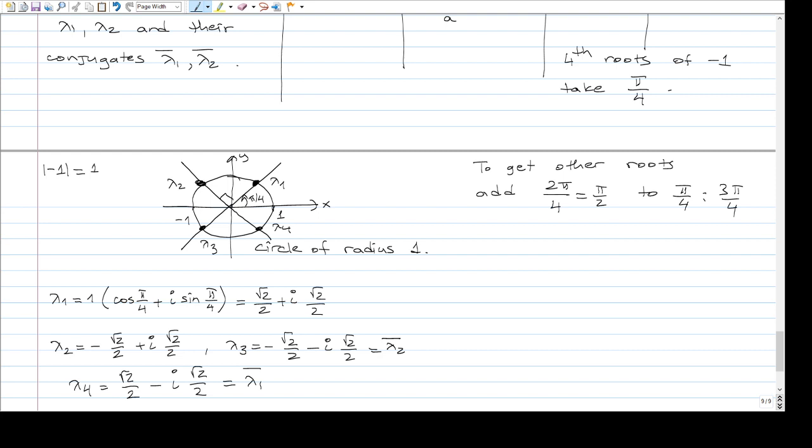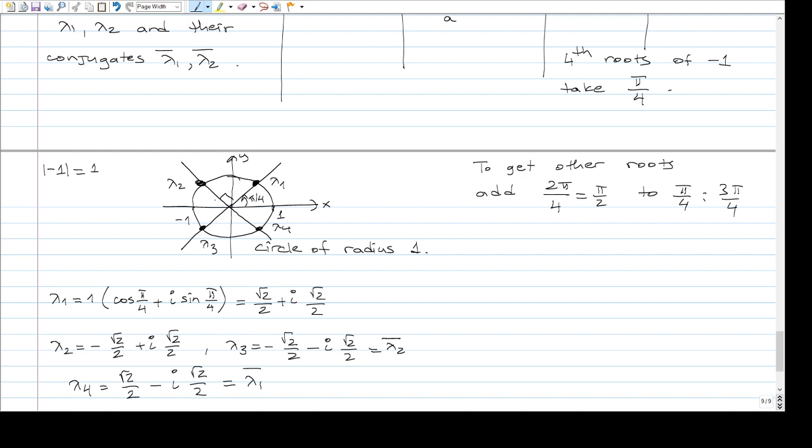So this is how we find the fourth roots of minus 1. We take the angle of minus 1, which is pi. We divide it by 4. We get pi over 4. And since the modulus of minus 1 is plus 1, we take a circle of radius 1. We take the angle pi over 4, look at where it intersects the circle. It gives us the first root.